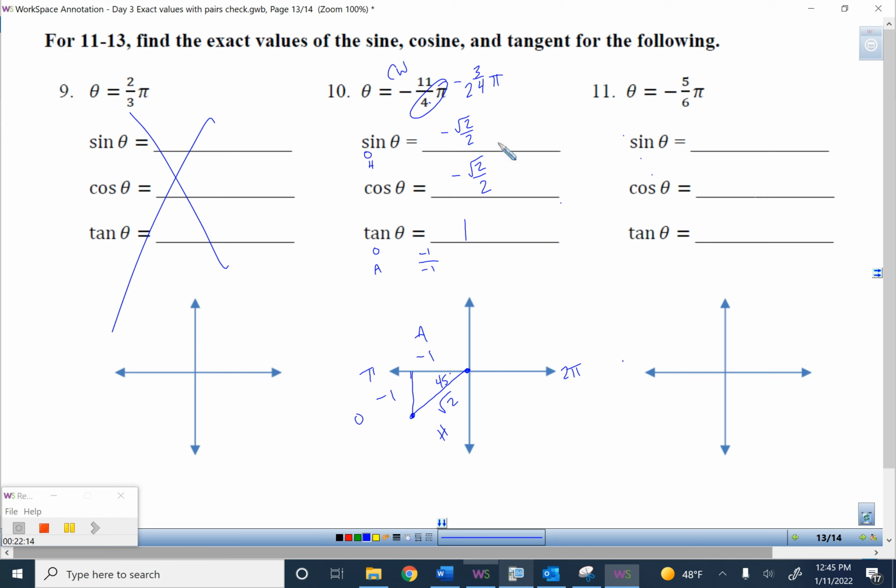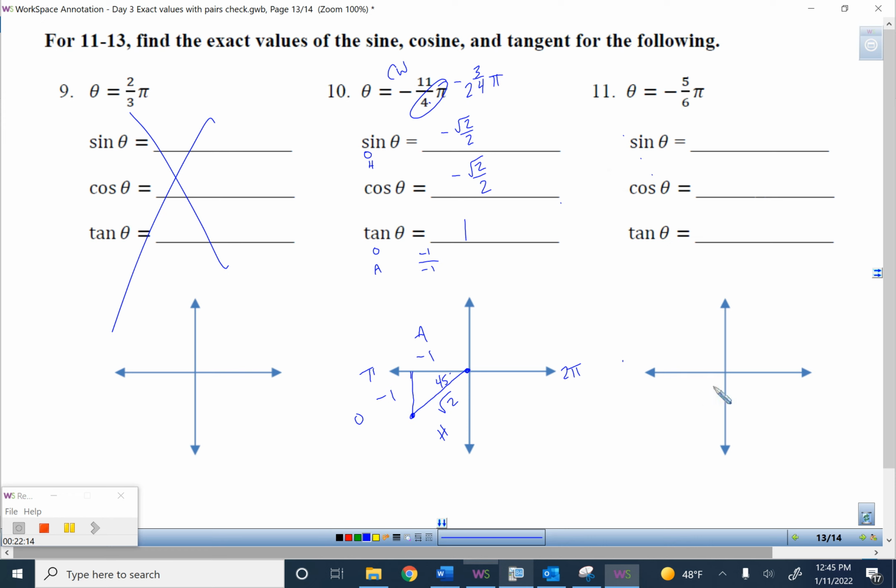And just to kind of tie that into what we did last time, don't forget that tangent was sine over cosine. When I take this fraction over that fraction, it looks exactly the same on top and bottom, reduces to 1. Alright, so now that you know the setup for that, I want you to pause the video and try 11, tangent included.